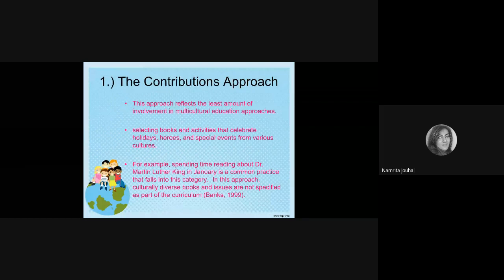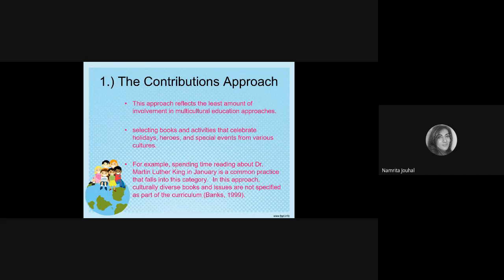So the contributions approach reflects the least important amount of involvement in a multicultural educational approach. That means selecting books and activities that celebrate holidays, heroes, and special events from the various cultures, ensuring that the school or the class has that around them. For example, the reading time could be on Dr. Martin Luther King in January.